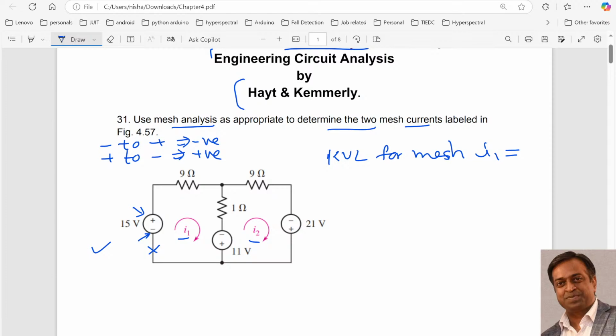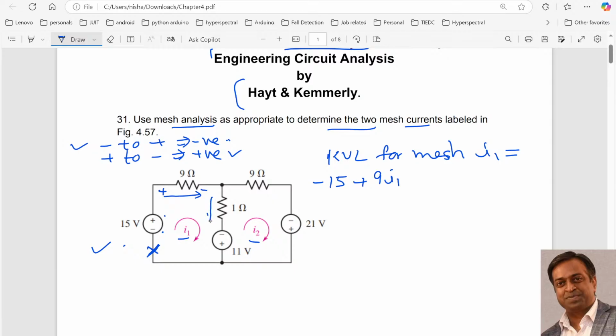If I start from this location, first I will come to this 15-volt battery, and over here the polarity changes from minus to plus, so I need to take the magnitude as negative, so I will write minus 15. Now coming to this 9 ohm, I1 is flowing in this direction, plus is at the tail, minus at the arrowhead. So the polarity is changing from plus to minus, which means positive sign, so it will be plus 9 I1.